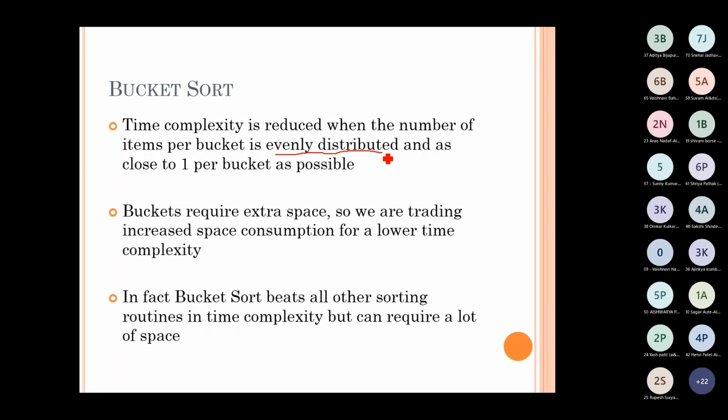But is it possible to evenly distribute? Yes, it is possible when our input itself is uniformly distributed. If our input collection itself is uniformly distributed, in that case we can evenly distribute the elements. We can evenly put the elements into the buckets. So in that case, time complexity can be reduced, and along with that, space will also get reduced.